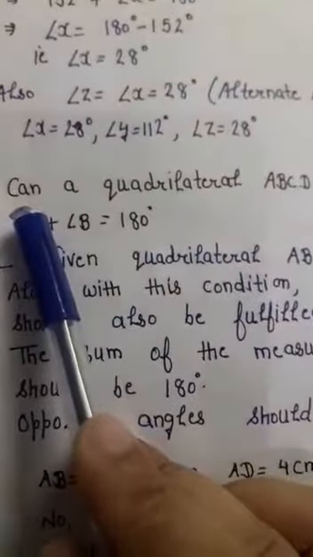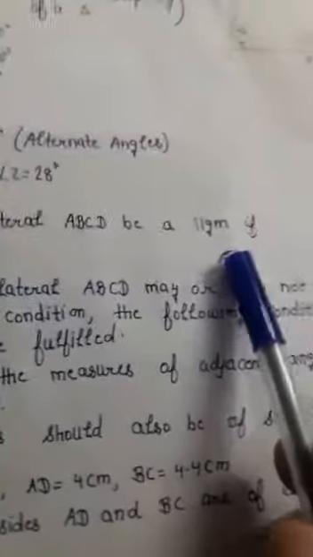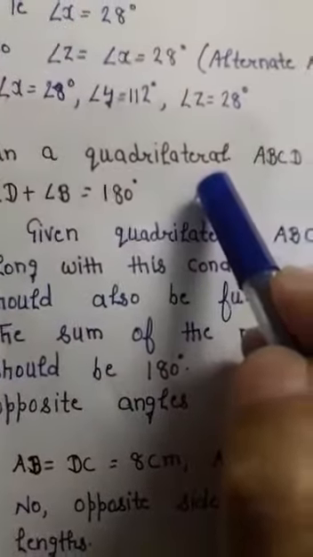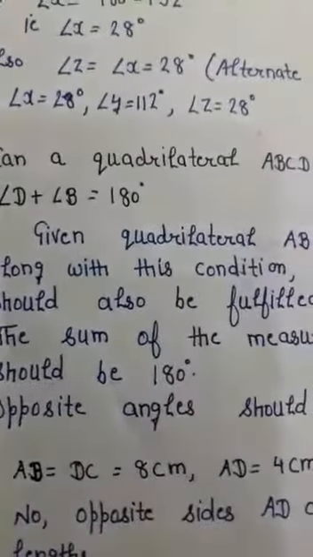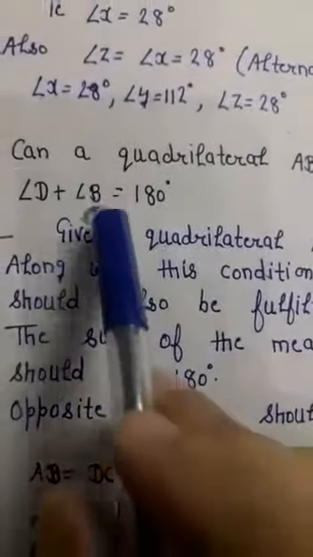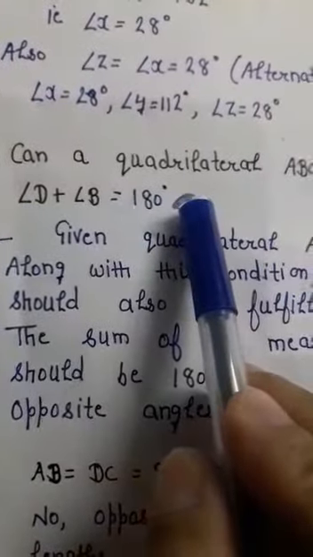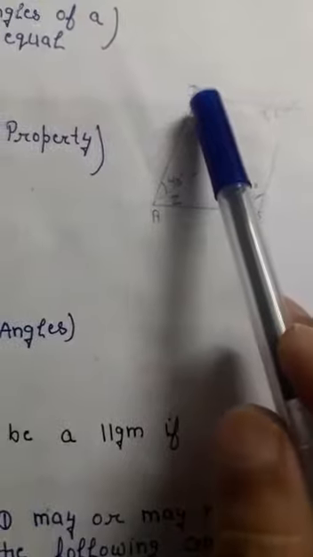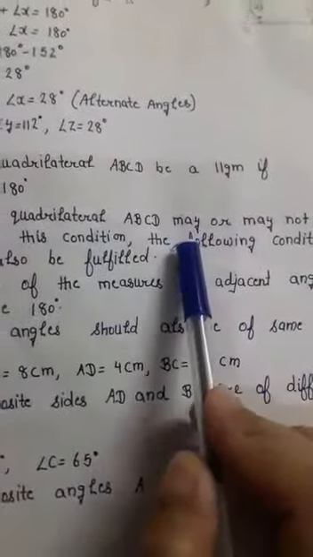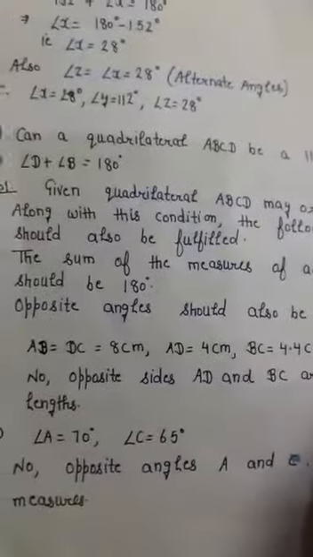In question number 3, can a quadrilateral ABCD be a parallelogram if? Quadrilateral, four-sided figure is known as a quadrilateral. We are given that a quadrilateral ABCD be a parallelogram if angle B plus D equals to 180 degree. For example, if I will take this one, we want to check that if the sum of these two angles is 180 degree, then we have to check that is it a parallelogram or not. Given quadrilateral ABCD may or may not be a parallelogram.